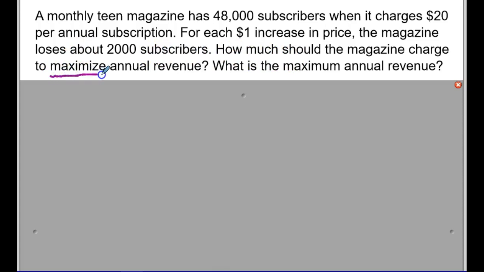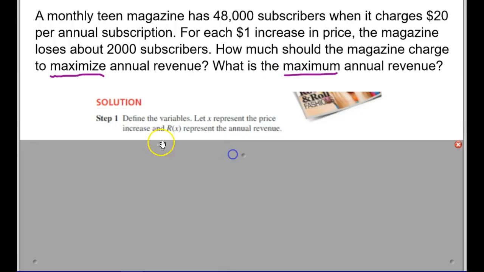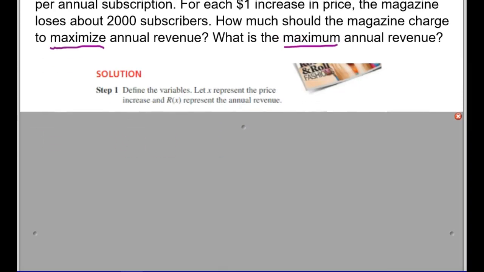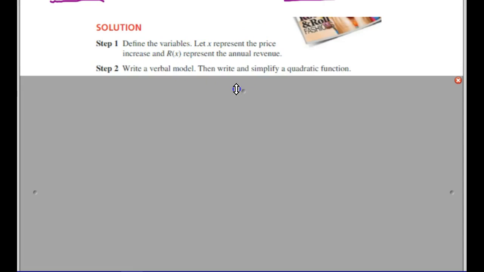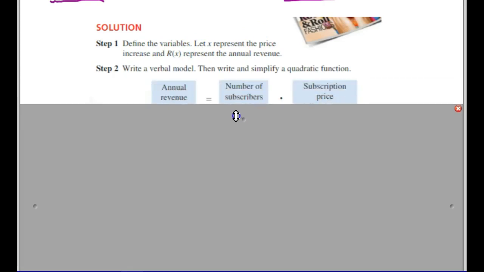So first thing I notice is we're dealing with a maximum, which means we need to find the vertex. And then we're asked what is the maximum, so we're asked the other part of the vertex. So here's what we have to do. We have to figure out our variables. Okay, so here we're using x as the price increase, and r of x, our function, is going to be the revenue. So now I can write this verbal model and then simplify my quadratic.